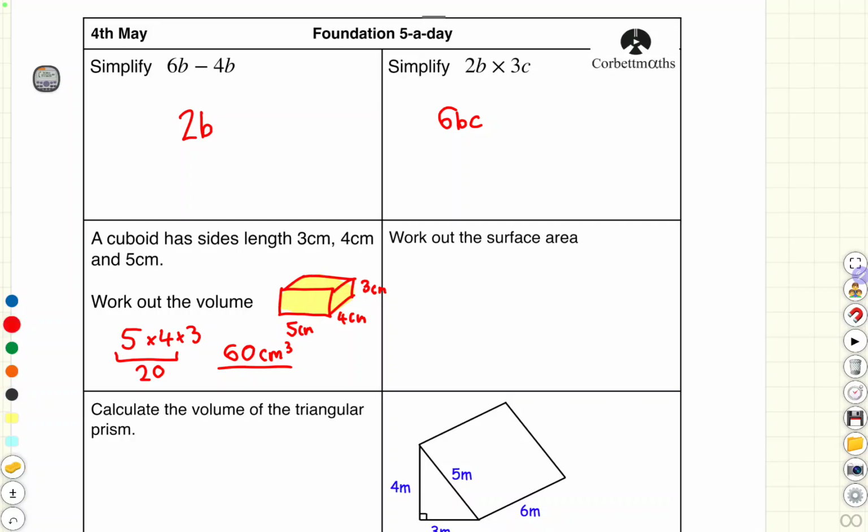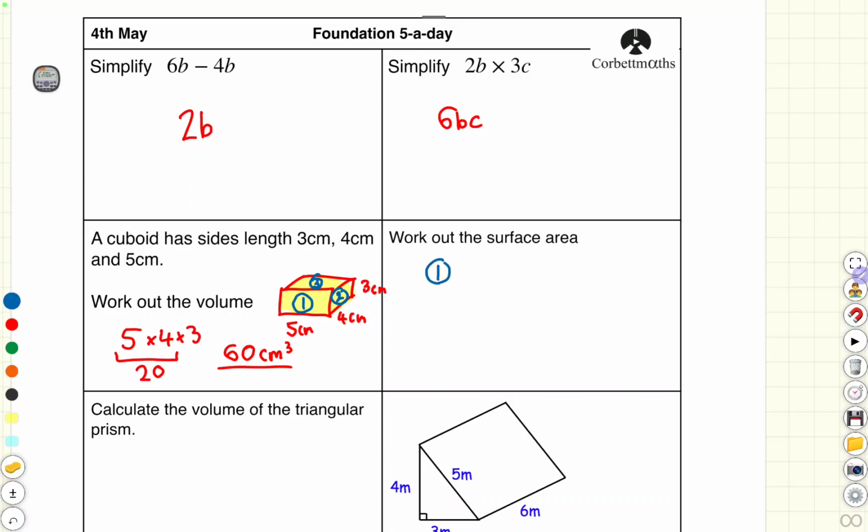Now, we're not talking about the space inside for this next one. We are talking about the surface area. So for the surface area, and this is part of the reason why I've sketched it in that picture there, there are 3 different faces that we're talking about. There's face 1, face 2, and face 3.